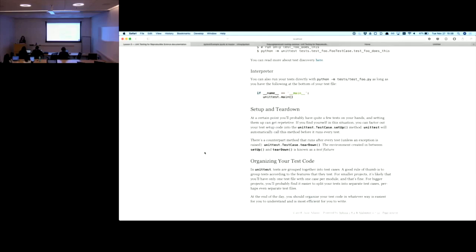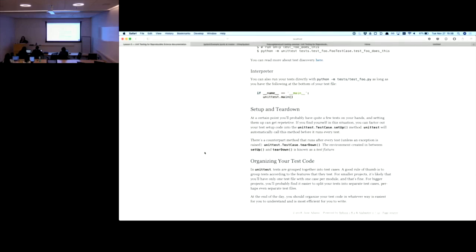a method on your test case called the setUp method. So basically what you're saying is, before I run every test, I want unittest to run this setup code. It could be loading test data from a file. It could be creating an object that you want to test. Anything can really go into your setUp method. And unittest will automatically call this setUp before it runs every single test.